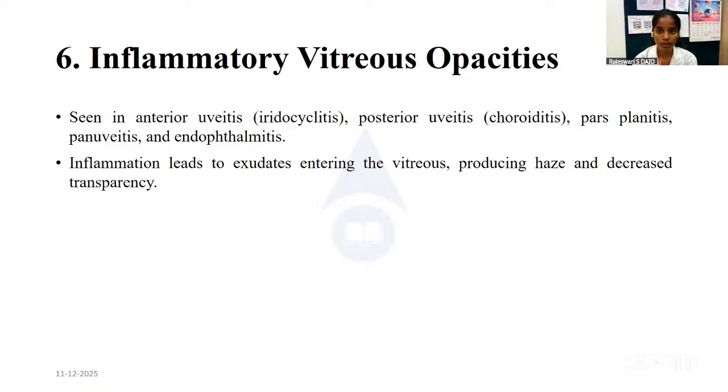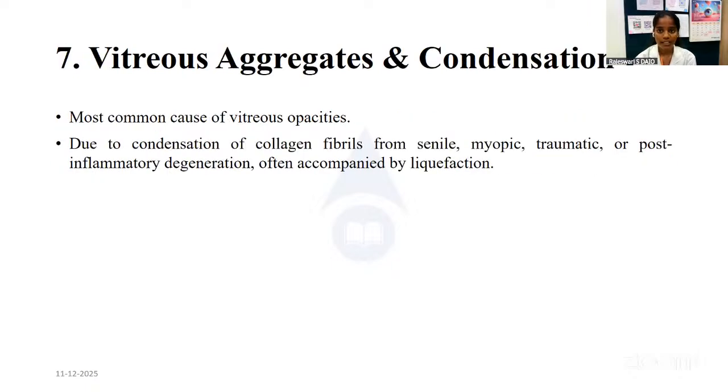Inflammatory vitreous opacity. It is seen in anterior uveitis, posterior uveitis, pars planitis, panuveitis, and endophthalmitis. Inflammation leads to exudate entering the vitreous, causing haze and decreased transparency. Vitreous syneresis and condensation. The most common cause of vitreous opacity, due to condensation of collagen fibrils from senile, myopic, traumatic, or post-inflammatory degeneration, often accompanied by liquefaction.